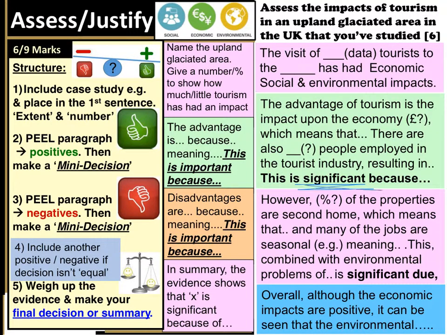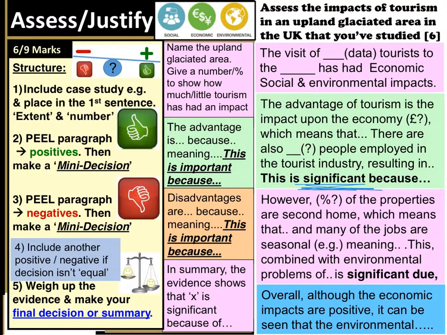this is significant because. Then give us some negatives, which is, however, what percentage of the properties are second homes? That might be a social impact, so 20% are second homes. This means that, and they could talk about in the winter time, people aren't living in these homes. The knock-on effect of that is for local services like shops, they're not getting the custom.